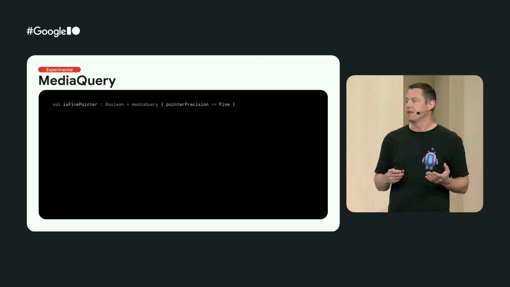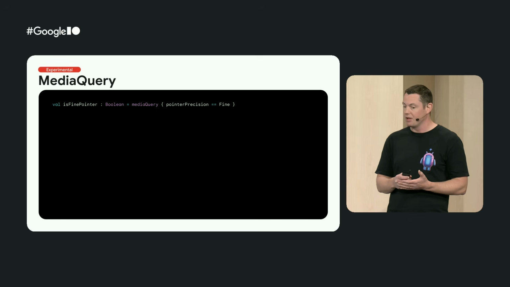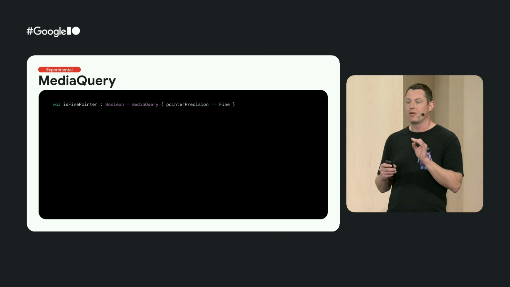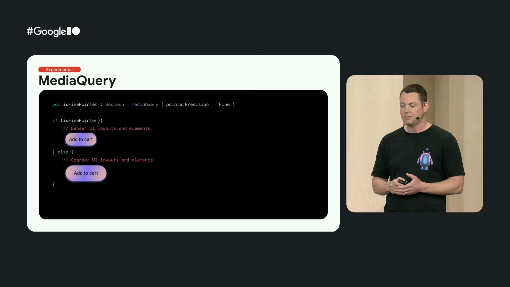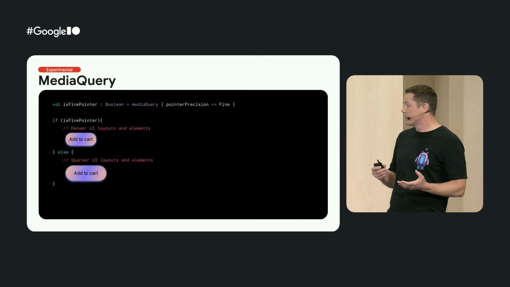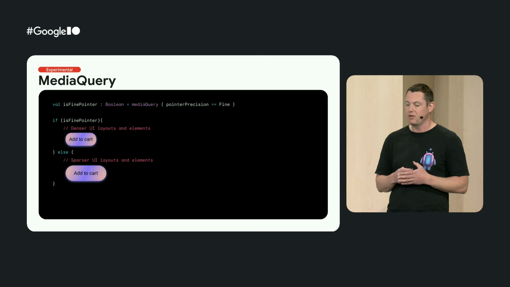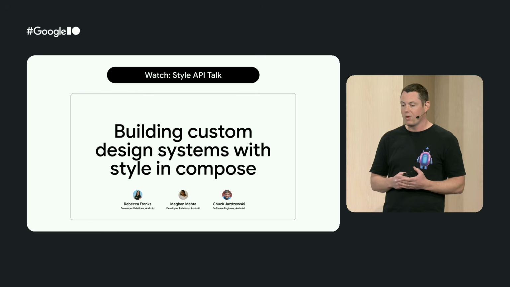A convenient pattern here is to have your lambda return a Boolean. For example, in this code sample, we're returning true when the primary pointer has fine precision. And we can use this to make your UI elements smaller. So when a less precise pointer is being used, like a touchscreen, we can make our UI elements larger. Now, you'd usually do this by customizing the style for the UI element.